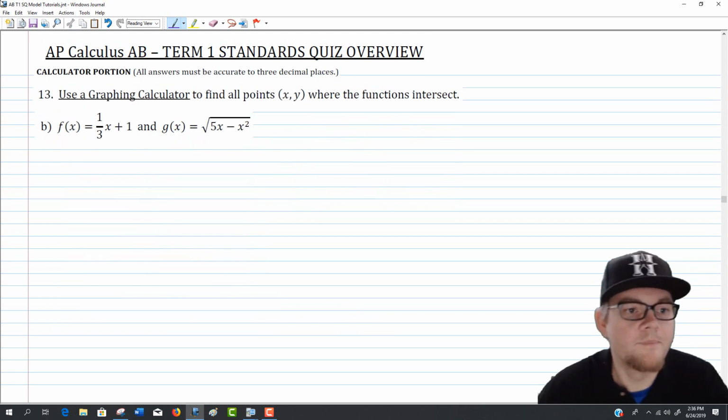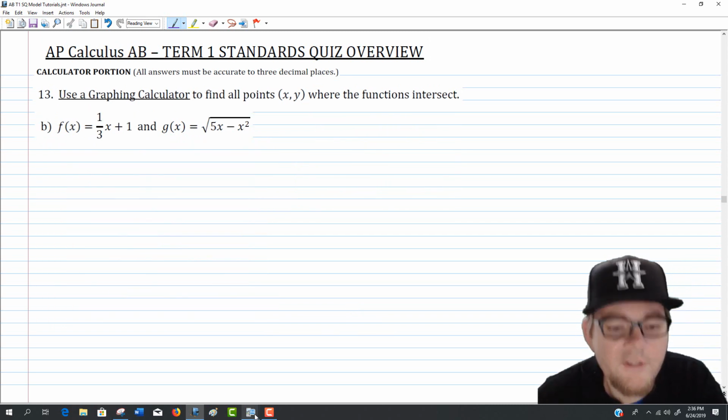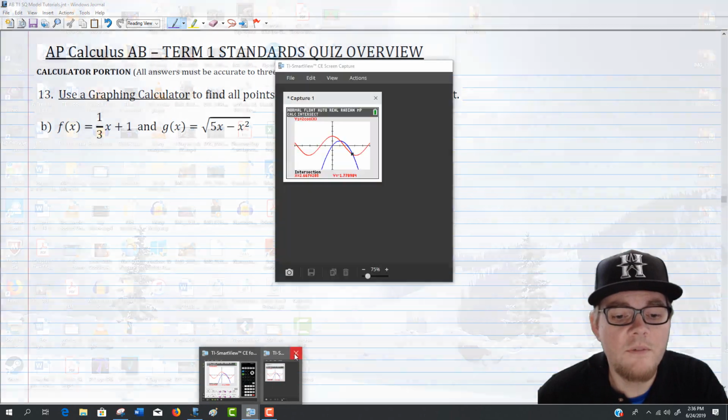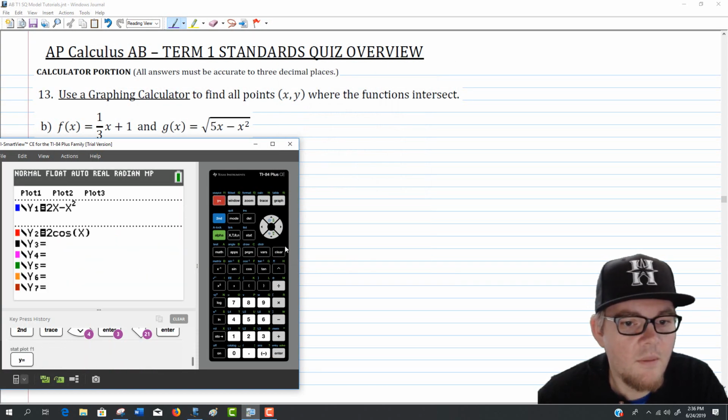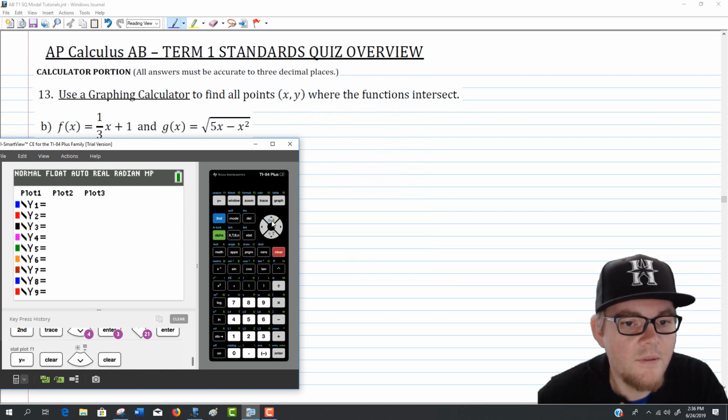Okay, moving to the second one. We're following the same basic pattern, just getting different kinds of functions themselves. So different kinds of graphs for us to attack. So once again, I'm going to go back. I'm going to clear my 2 pieces.